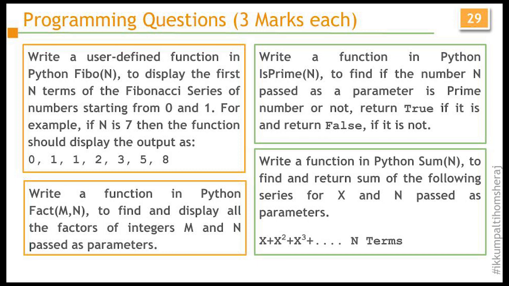In the next question, you can see it is a series question where we are saying write a Python function sum n to find and return the sum of the following series for x and n passed as parameters. So you can look at the series, which is x plus x squared plus x cubed up to n terms. So if everything is specified in the question, the variation of answers will be very, very little.